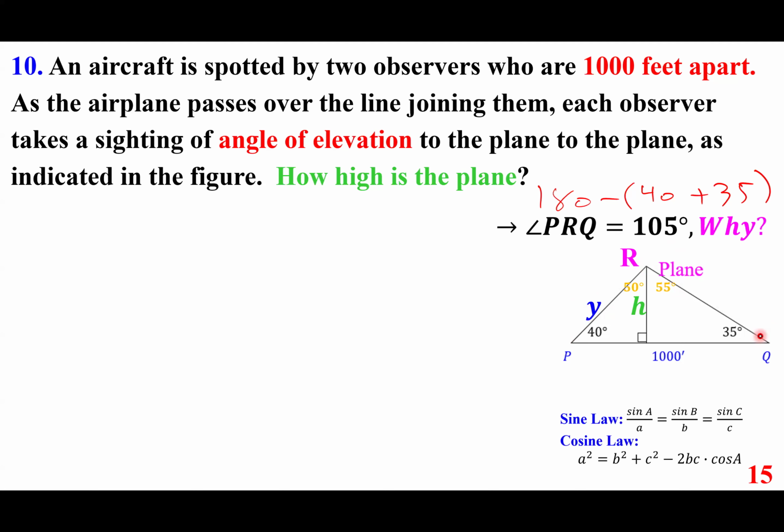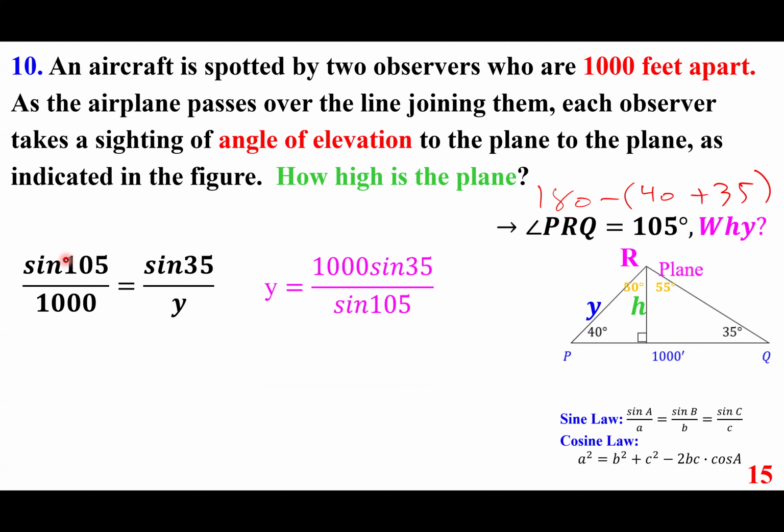So you either find this side or that side. And so to do that, this we said is 105 degrees, right? So sine of 105 over 1,000 equals sine of 35 over y. This is the sine law. By cross multiplication, y becomes the product of these two divided by sine of 105. Putting it into a calculator results in the value of y, or you can call it PR, as this value, 593.81 feet.